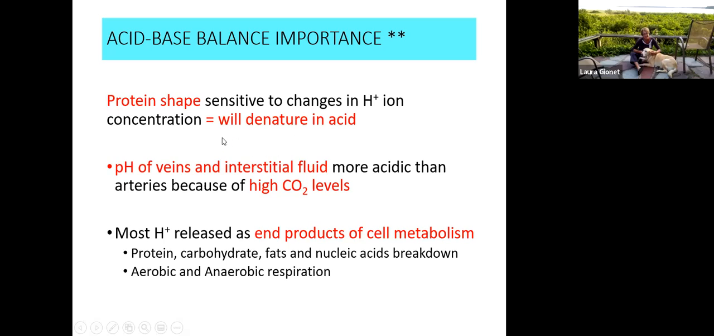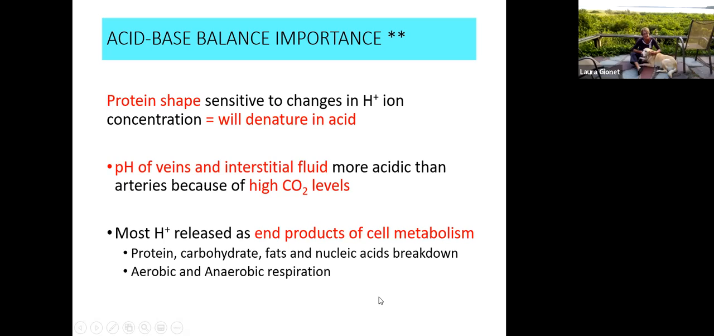But because body temperature is another thing primarily controlled by the hypothalamus and the autonomic nervous system, we're going to address how these other systems can help maintain appropriate 7.35 to 7.45 pH levels of blood. The pH of veins and interstitial fluid are more acidic than arteries because of the high CO2 levels. And most hydrogen ions are released as end products of cell metabolism.